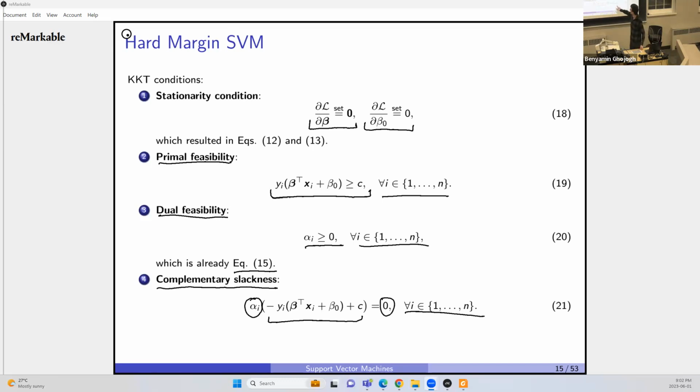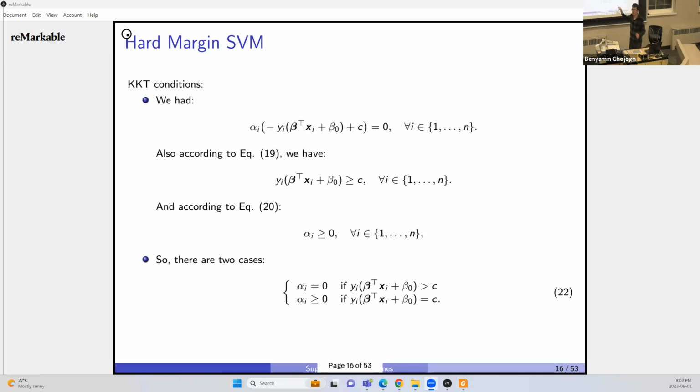And now let's talk about it. These KKT conditions on SVM give us a good analysis. And you'll see how exciting this analysis will be. When you understand this analysis, you want to come and dance, okay? Because of excitement. So KKT conditions. The complementary slackness, consider this, which we talked about. Also, according to equation 19, this was the primal feasibility, okay? And according to equation 20, the dual feasibility, consider all of these, okay?